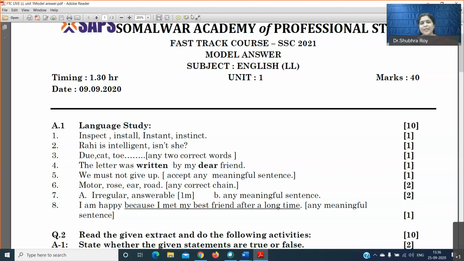Okay. The second one is add a question tag. Rahi is intelligent. Isn't she is the correct answer. Okay. Then the third one is you have to frame new words. One word is given, and out of that you have to coin new words. And the condition is that every word should have minimum 3 letters. So here you see dew, cat, toe, and there can be any correct word that you can make.